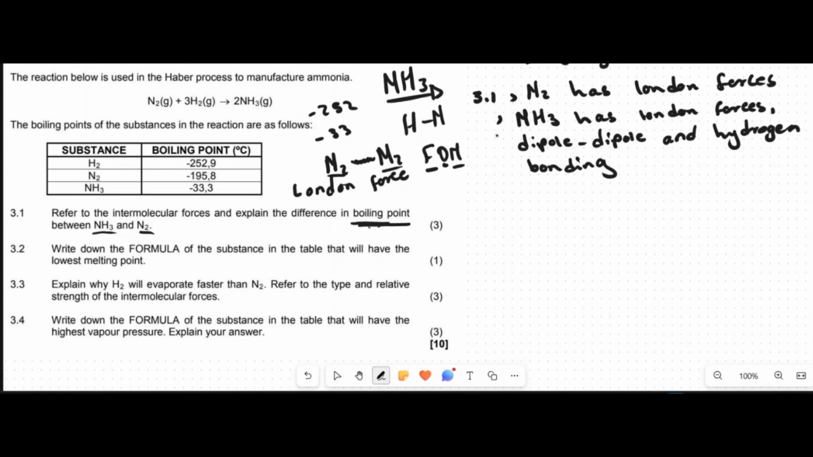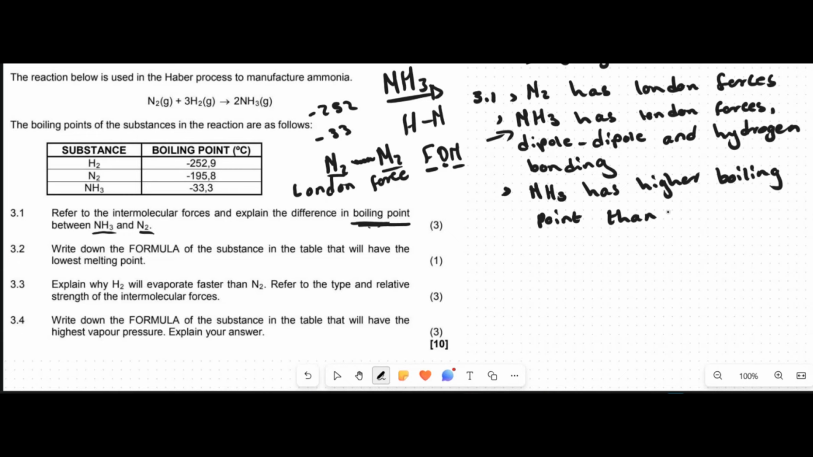Right? So which means this one is obviously going to be stronger. We're going to need more energy to break the bonds between ammonia than nitrogen, because it has London forces, dipole-dipole, and then hydrogen bonding, which is just a special dipole. Then you will tell them that NH3 has a higher boiling point.